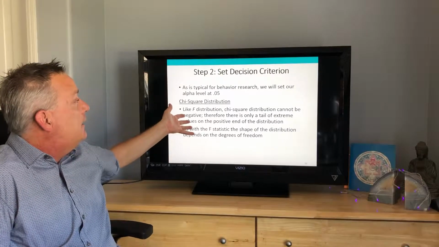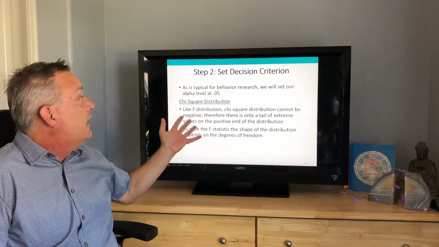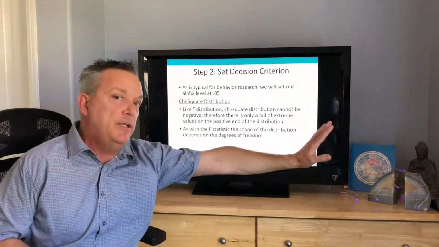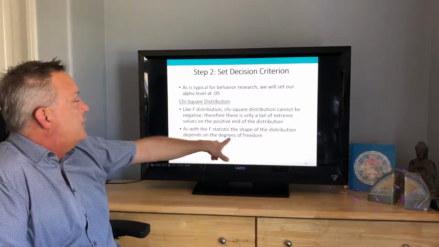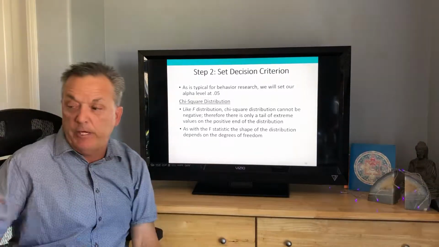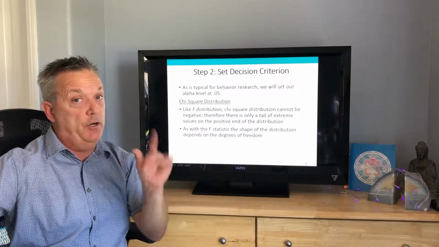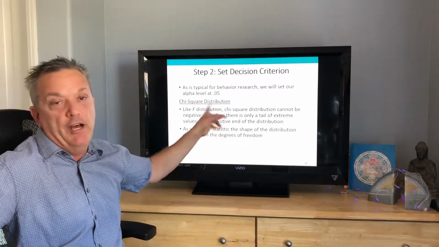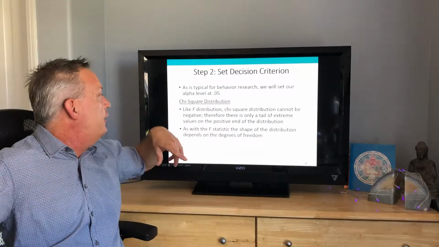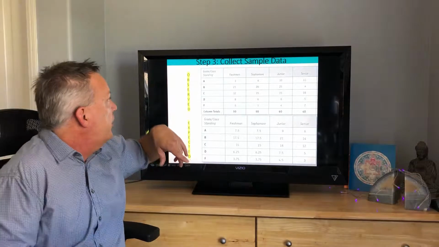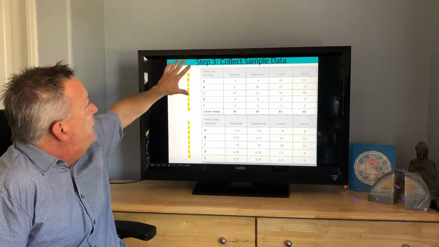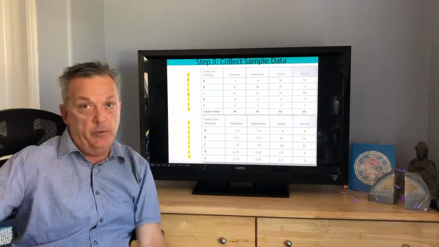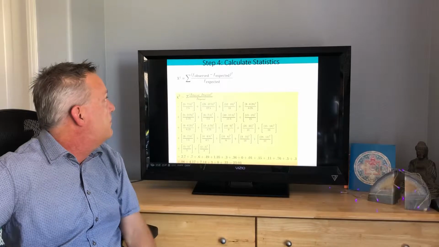Like the F distribution, the chi-square distribution cannot be negative. Therefore, there's only a tail of extreme values on the positive end of the distribution. As with the F statistic, the shape of the distribution depends on the degrees of freedom, and we'll use that when we look up in our appendix our critical value for the chi-square. And again, we're going to collect the sample data, and here's the observed and expected, just a reiteration of that slide from a couple slides back.